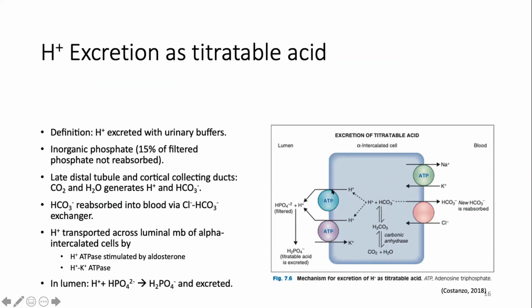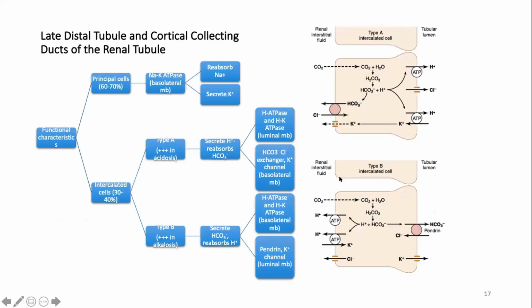This reaction occurs in the late distal tubule and the cortical collecting duct, specifically in this cell that you need to know, the alpha intercalated cells. So what are the alpha intercalated cells? In this part of the renal tubule, you have two important cells, the principal cells and the intercalated cells. The intercalated cells are important in acid-base regulation.